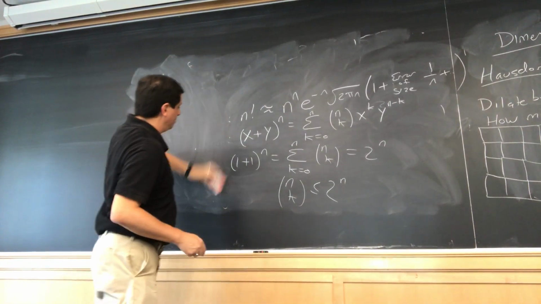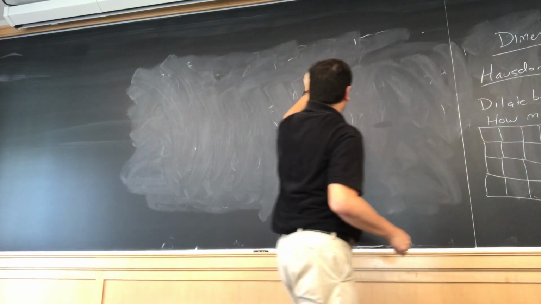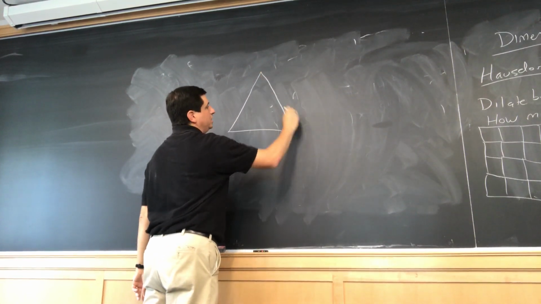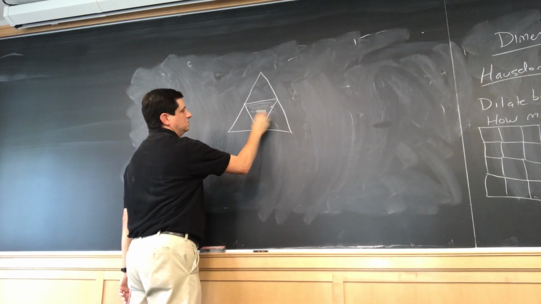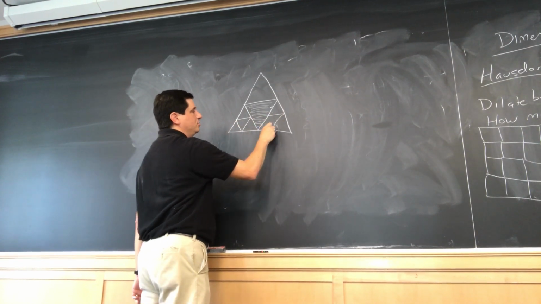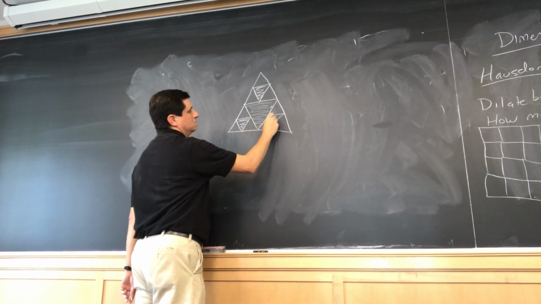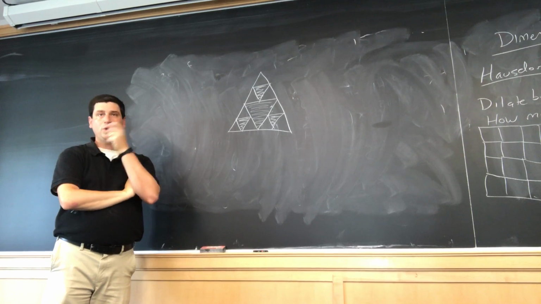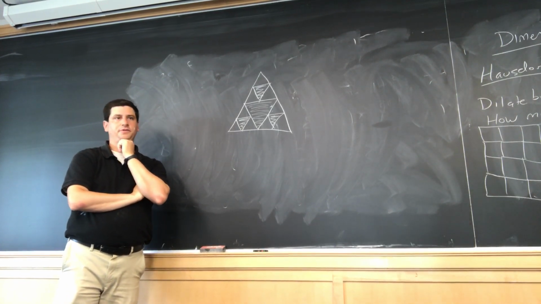So we could look at the Pascal triangle that we did, and we could put the dots in, and it's essentially equivalent to the following process. You take an equilateral triangle, and you throw away the middle. Then you take each triangle that's left over, and you throw away the middles of those. And you keep iterating. And the question is, what would the dimension of this object be?